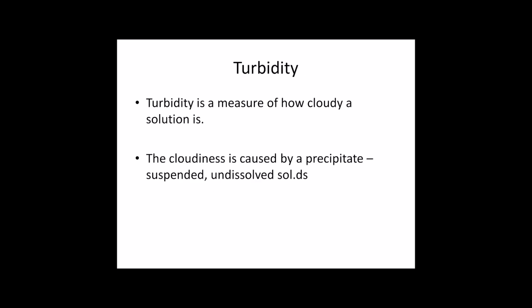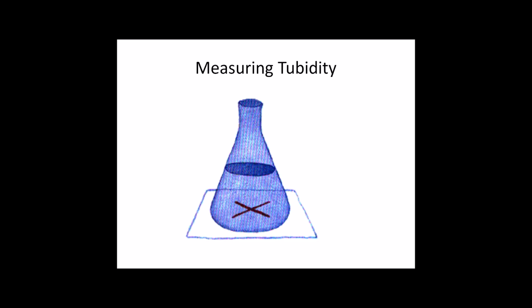Now, turbidity is a measure of how cloudy a solution is, and the cloudiness is caused by precipitate. A precipitate, as we talked about before, is suspended undissolved solids in solution. So solid undissolved solids suspended in a solution which prevent light passing through properly. And this is how we would measure turbidity.